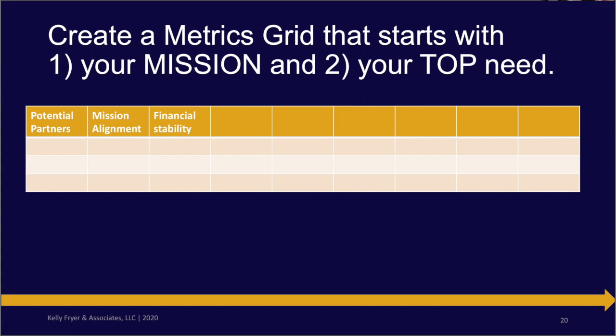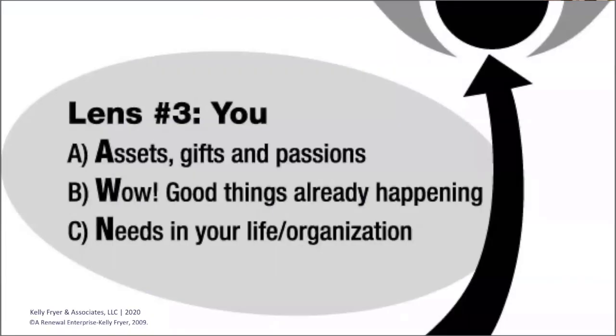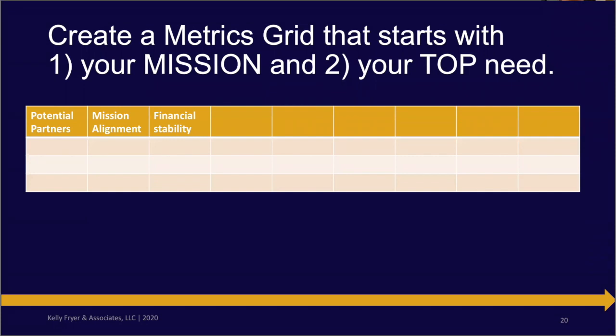And then the very next thing you're going to put on the grid is mission alignment, because that is a non-negotiable, right? You have to be mission aligned. It doesn't have to be the same mission, but it has to align with your partner. Next, you're going to put your top need, right? You've gone through this process of identifying all the needs in your organization. You're going to want to choose together as a core team what is your top need. So you put your mission alignment, finance, and your top need.